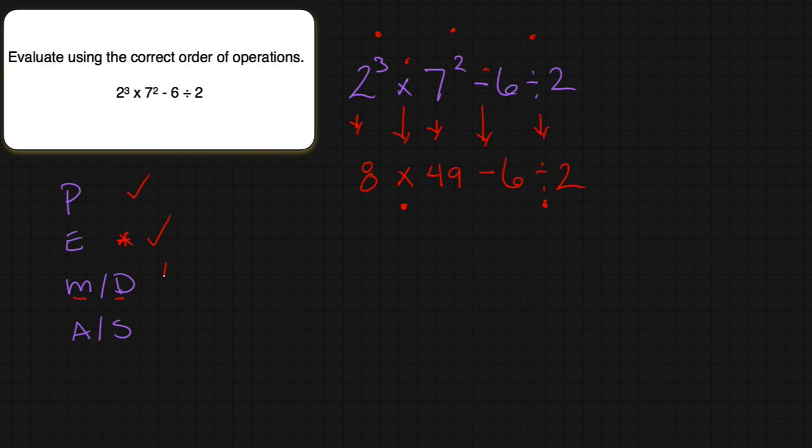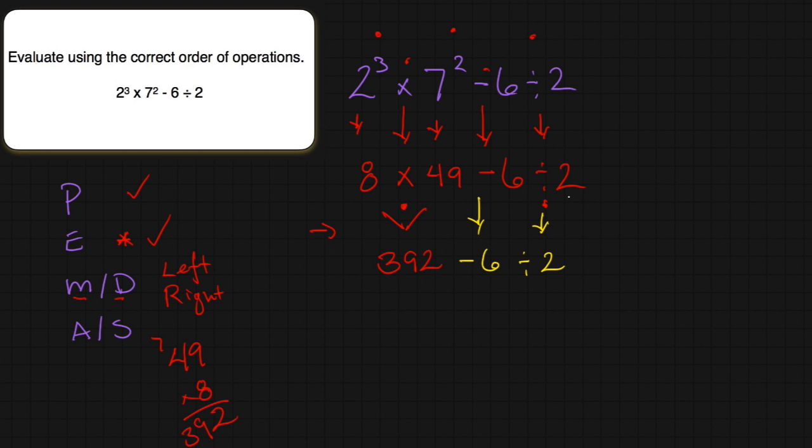Remember, we do them left to right. So let's begin. 8 times 49. Again, I'm going to get out some scratch paper here. I don't know that off the top of my head, so I want to make sure that we're writing it. 49 times 8. 9 times 8 is 72. 4 times 8 is 32, plus 7 is 39. So this becomes 392. Now I still need to bring down the next operation, which is subtraction, and there's still division to do, divided by 2.